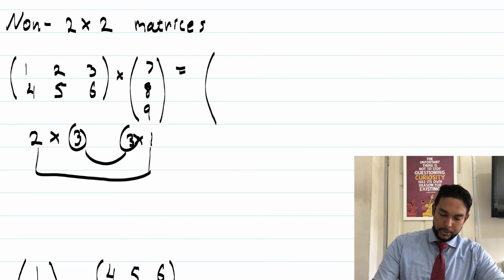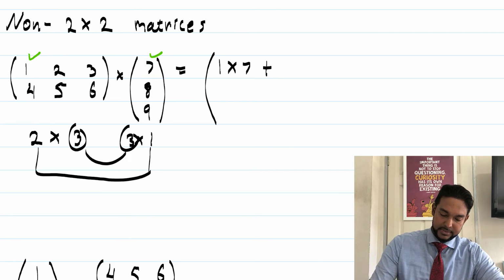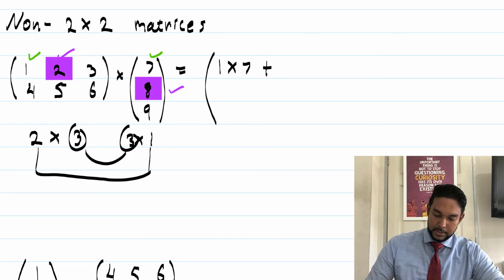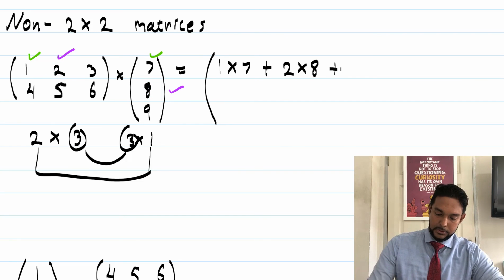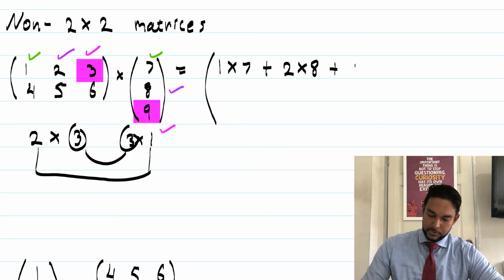So we're going to do first row by first column. Well, only column as a matter of fact. So first element in the row by first element in the column. So we have 1 by 7, plus second element in the row, second element in the column. That's going to be 2, oops, sorry, 1 second. It's going to be 2 multiplied by 8 plus, and then finally we have third element in the row by third element in the column, which will give us 3 by 9.